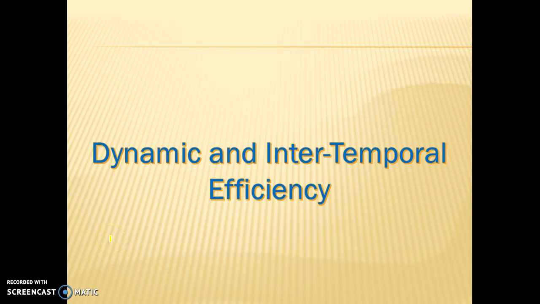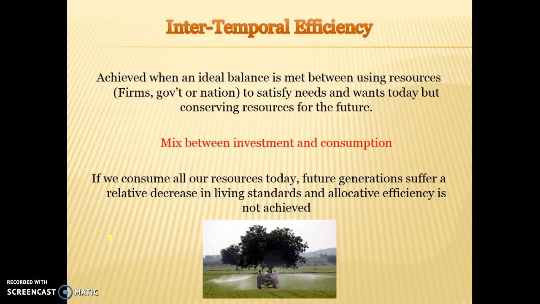Okay, now that we've discussed what's meant by efficiency and what's meant by allocative and technical efficiency, we're now going to look at the last two types of efficiency, which is dynamic and intertemporal efficiency. And we're also going to look at how the government and workplaces can help to improve their dynamic efficiency. So the first one is intertemporal efficiency.